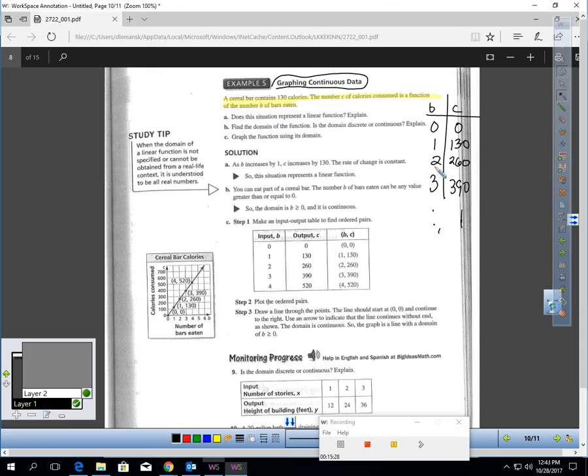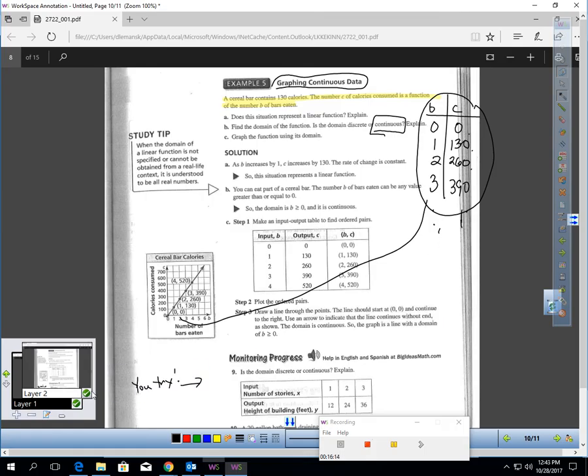What if I ate a quarter of a bar or a tenth of a bar? Is it making sense I could eat any fractional amount of bars I want? That means this is definitely a continuous problem. So when I go to graph this, look at what they do. They take the points, they plot them. You can see 0, 0, 1, 130, 2, 260, 3, 390, and so on. But this time they take the ruler and they're drawing a ray through those points to represent all those fractional amounts of bars that I could have eaten as well.